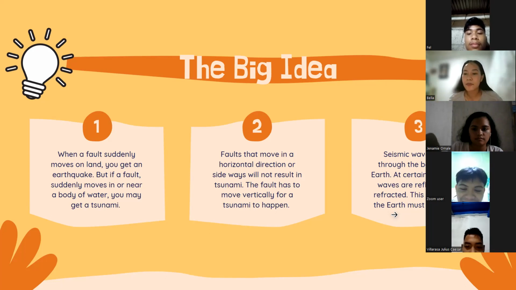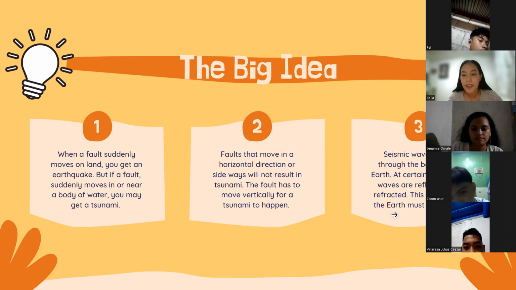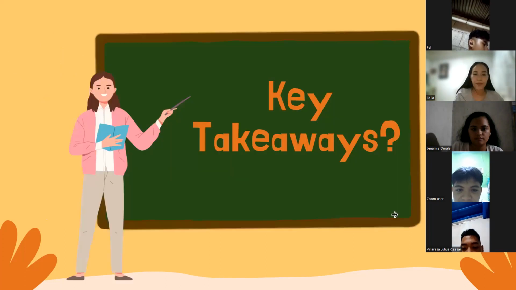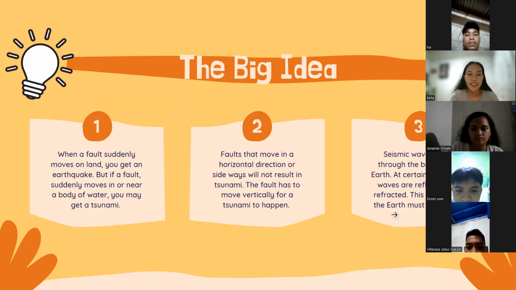Okay, so seismic waves travel through the body of the earth. At certain depths, the waves are reflected and refracted. So this means that the earth must be layered. Okay, so that is the end of our discussion.